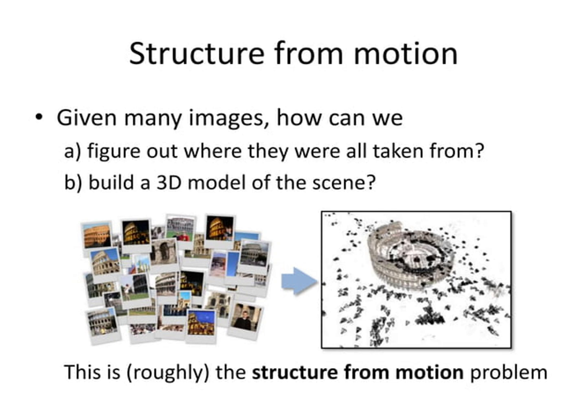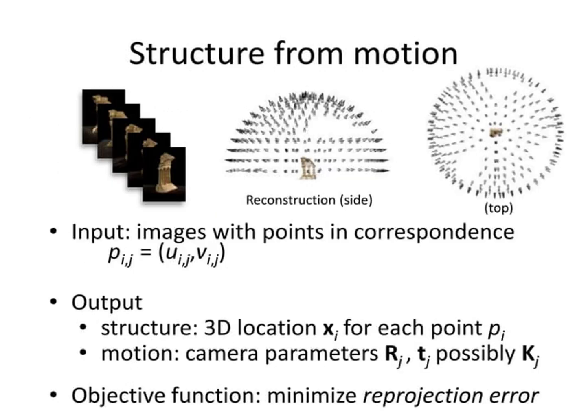First, in structure from motion, we are given many images. How can we figure out where they were all taken from? We can build a 3D model of the scene. This is roughly the structure from motion problem. The input is images with points in correspondence, that is, p of i comma j equals u of i comma j, v of i comma j. The output has both structure and motion. In structure, it has a three-dimensional location x_i for each point p_i, and in motion, the camera parameters R_j, t_j, possibly K_j. So the objective function is minimizing the reprojection error.